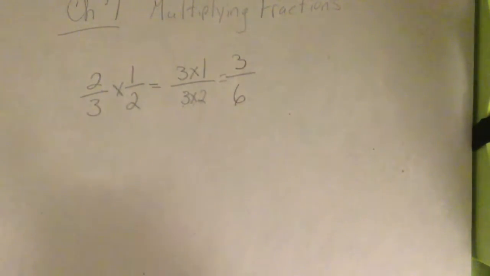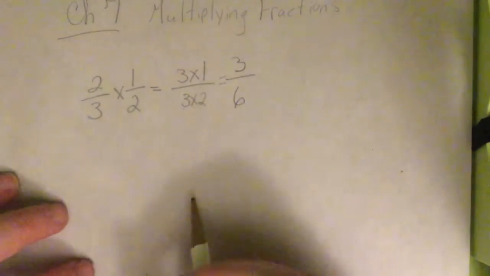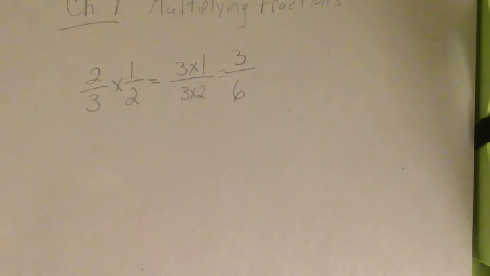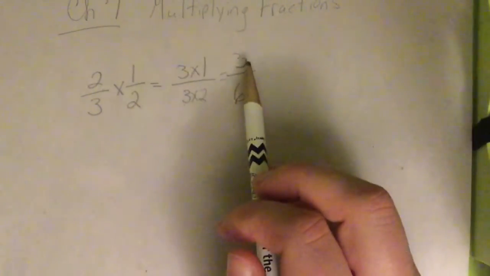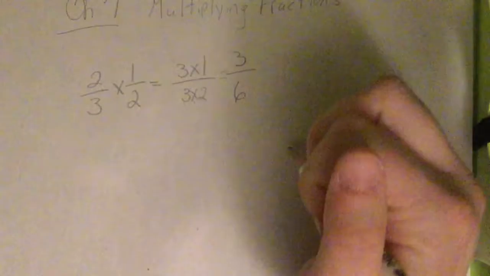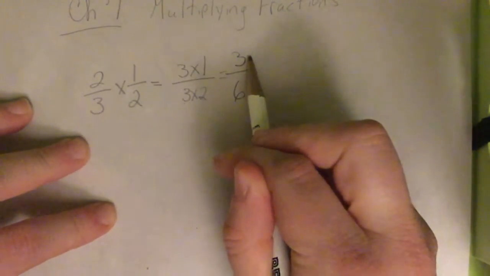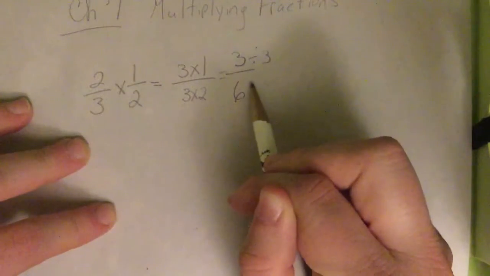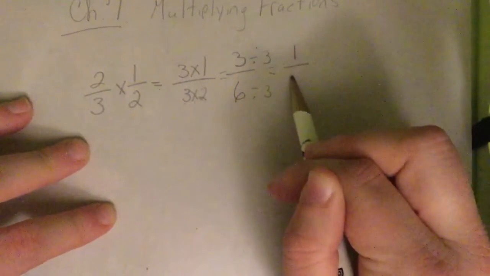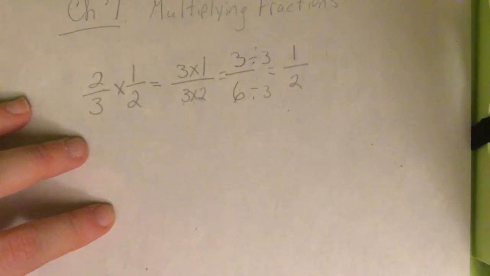Now, the thing with multiplying fractions is we have to reduce, because when we're multiplying things together, they get bigger. And the problem is we have to put things in simplest form. So, in order to reduce, we have to look at this. Okay? 3 and 6 are both factors of each other. So, we know we can divide by 3. And we can get 1/2. Okay, that is how you multiply and reduce fractions.